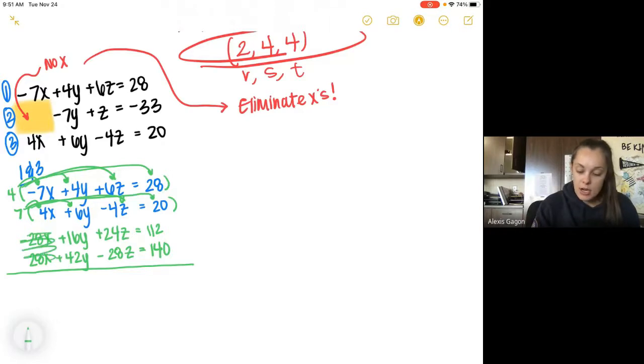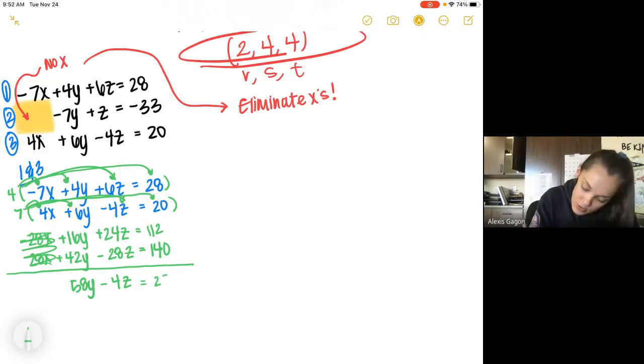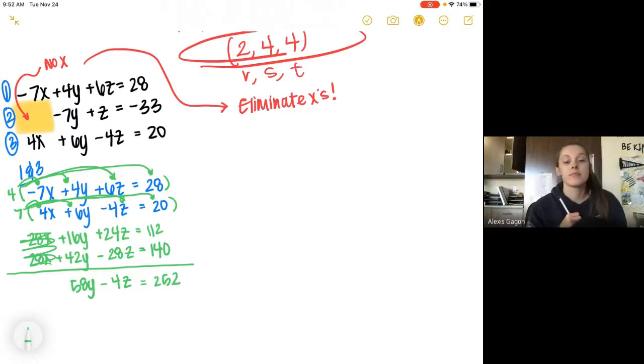So x's are gone, they canceled out. 16y plus 42y is 58y. 24z minus 28z is negative 4z. And 112 plus 140 is 252. And we're going to call this equation number 4. Any questions with getting to there?